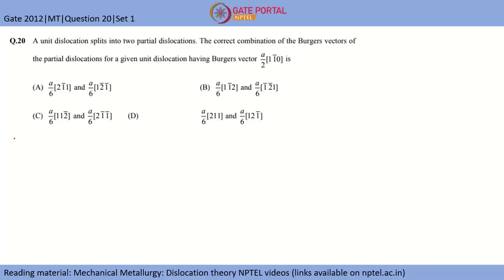So firstly, the given Burgers vector, let's consider this as B1, is a by 2 [1 1 bar 0]. If this Burgers vector of a dislocation has to split into two different Burgers vectors, there are two basic conditions which need to be satisfied. So first is B1 should be equal to B2 plus B3. This is the first condition.